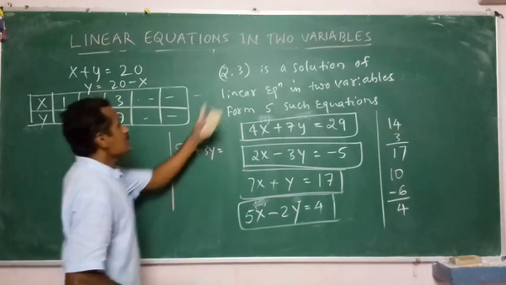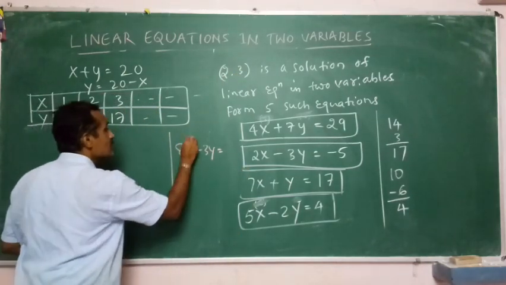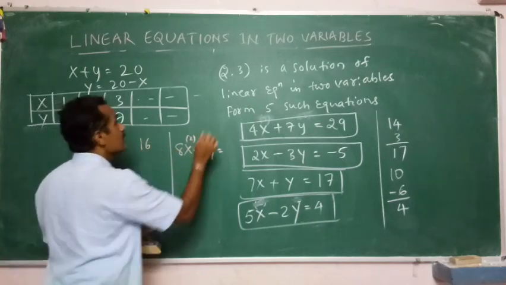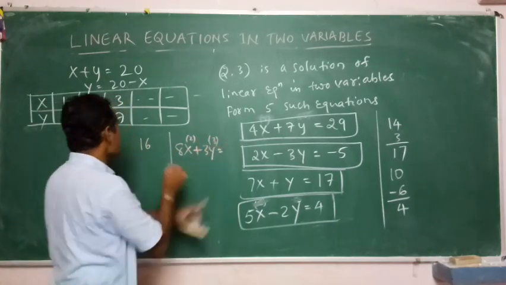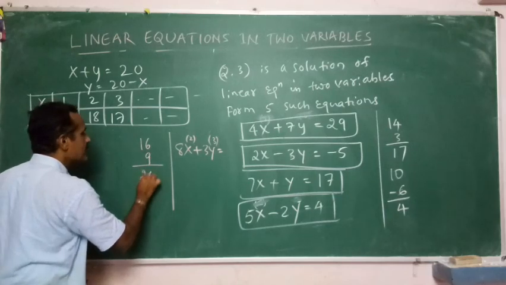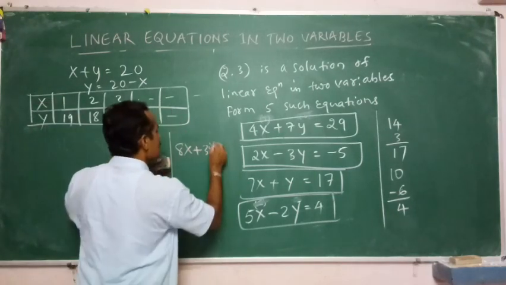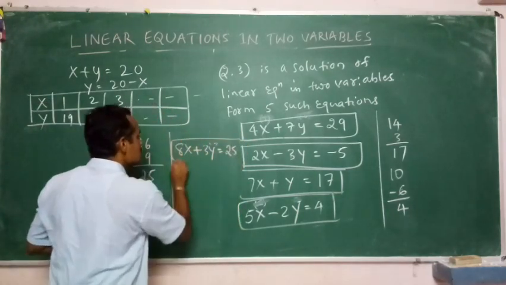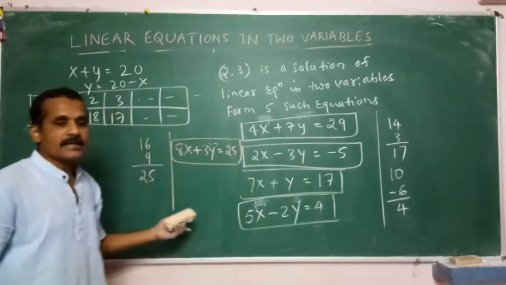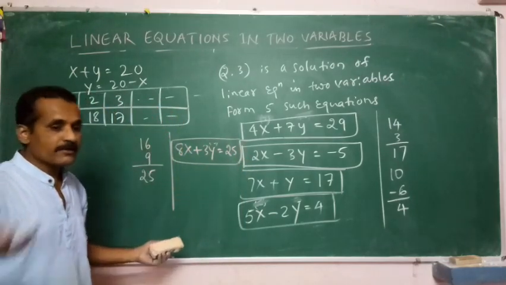X is equals to 2. 8 2s are 16. Y value is 3. 3 3s are 9. 16 plus 9 is 25. I will write here equals to 25. This is my fifth equation. Like that, infinite number of solutions I can make.